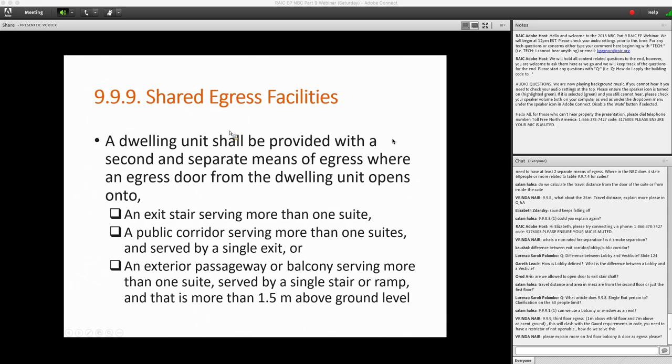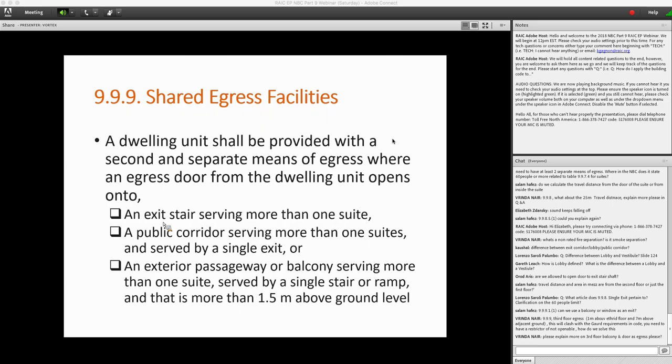Now, when you have a dwelling unit with a shared egress facility, still under 9.9.9.3. So shared egress facilities is under 9.9.9.3 of the code. Again, this is not applicable to dwelling units in a house with a secondary suite. A dwelling unit shall be provided with a second and separate means of egress, where an egress door from the dwelling unit opens onto an exit stair that serves more than one suite. So that is a shared egress facility.